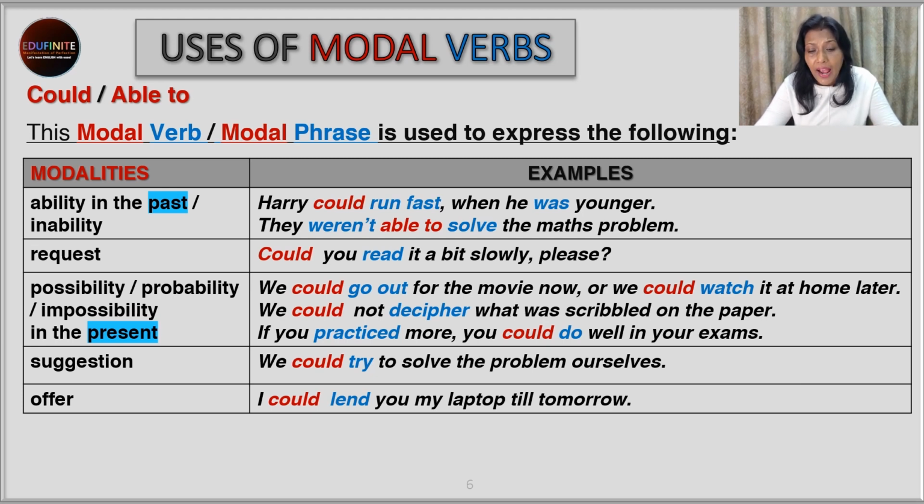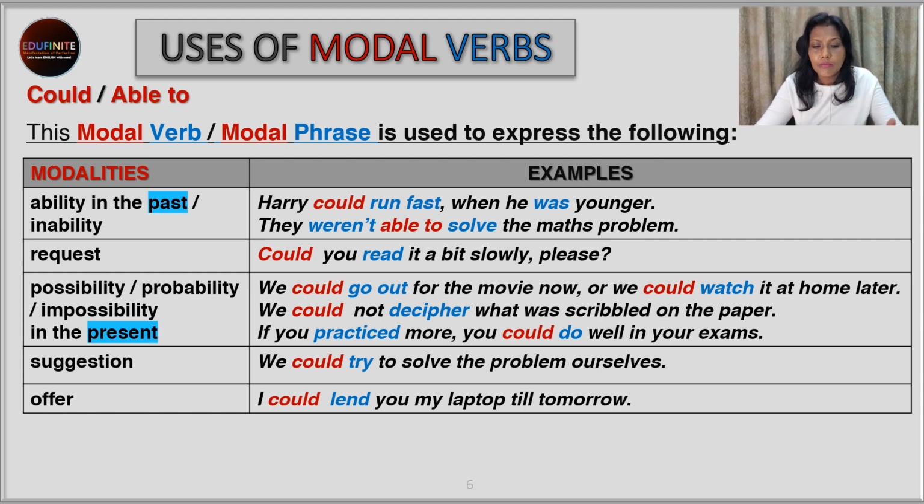If you practiced more, you could do well in your exams. This is probability. Like if you practiced more, you could do well in your exams. Next, suggestion. We could try to solve the problem ourselves. Offer. I could lend you my laptop till tomorrow.